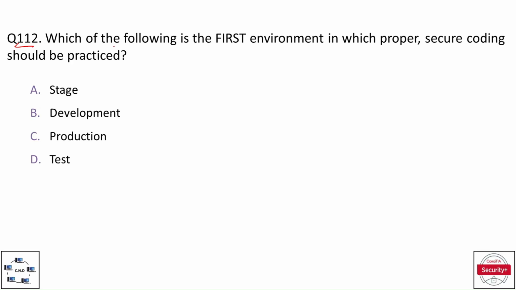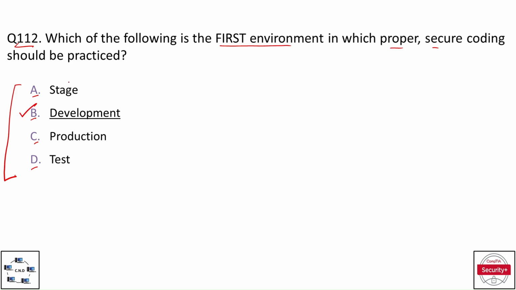Question number 112. Which of the following is the first environment in which proper secure coding should be practiced? And the options are: option A, stage; option B, development; option C, production; and option D, test. These are all different phases or stages of the software development life cycle. So we are asked about the first environment where secure coding should be practiced, and the correct option is development.